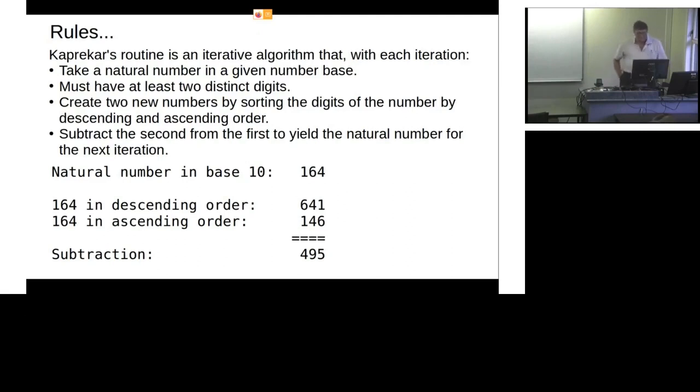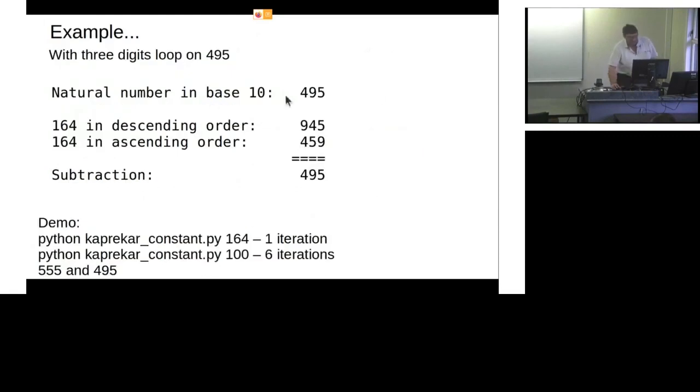So if we've got in base 10 the number 164, if we sort the digits in the integer 164 descending, we get 641. And if we sort it in ascending order, we get 146. And then if we subtract 146 from 641, we get 495, which is all very interesting. So what? Well, the next thing is, having got 495, what would happen if we did this again? So let's go to the next page. And we see 495 in descending order is, oops, a typo here, it should be 954. Okay, I can show my program won't make that mistake. And in ascending order, 459. And when you subtract them, we've got 495 again.